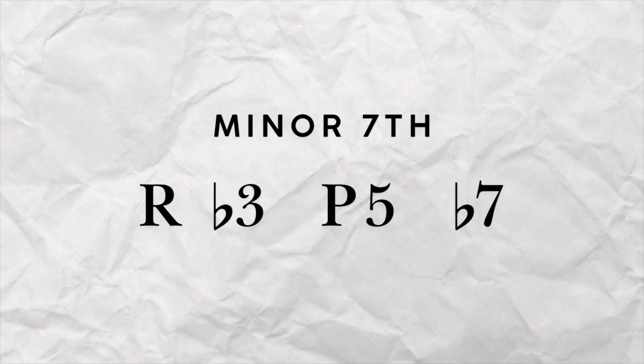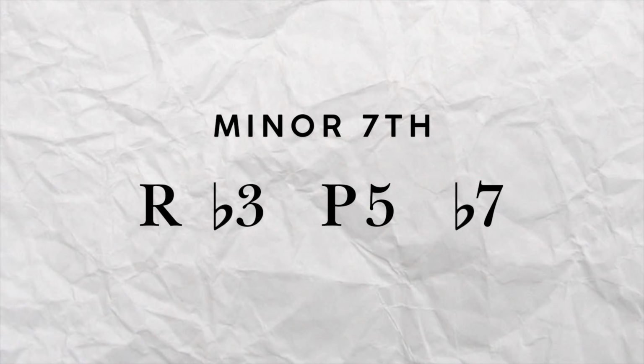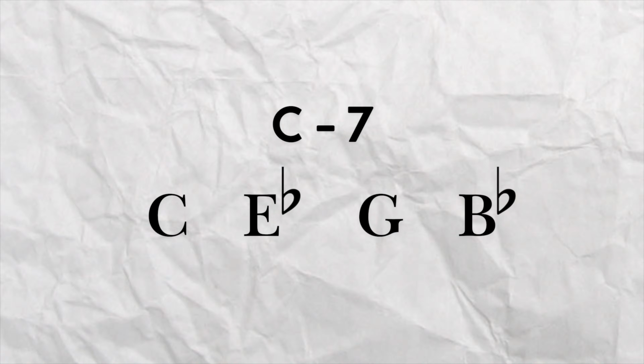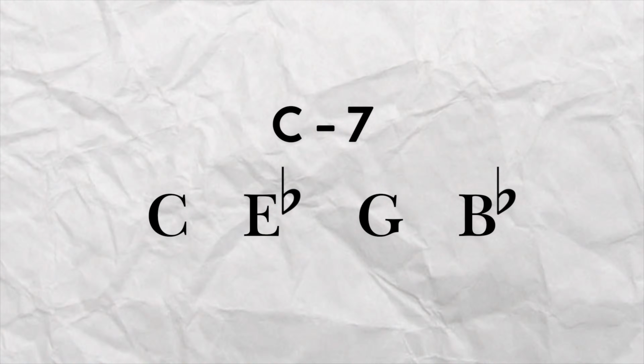The second chord type is minor 7. So all we do here, we take the major 3rd from a C7 and we bring it down to a flat 3 or minor 3rd. So essentially we have a minor triad, root, minor 3rd, and perfect 5th, and we keep the same flat 7 or minor 7th degree that we had in a C7. So the notes for a C minor 7 are C, E flat, G, B flat.